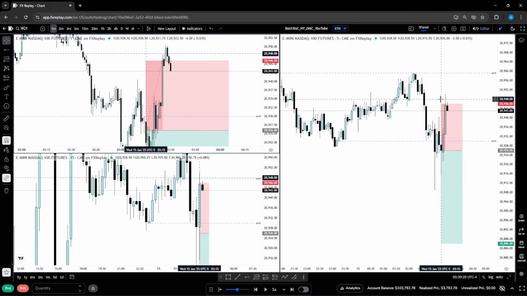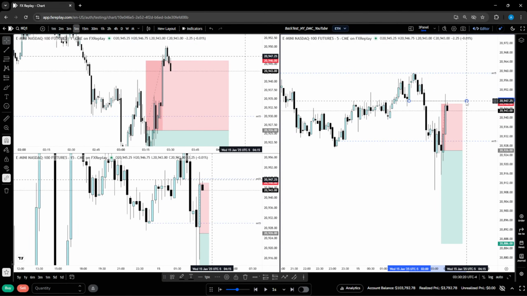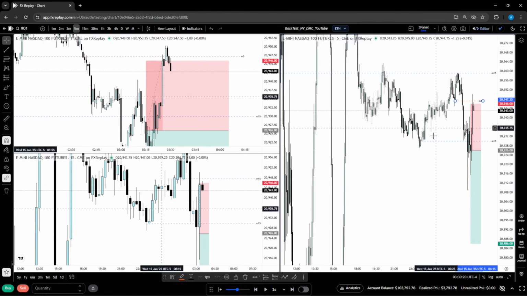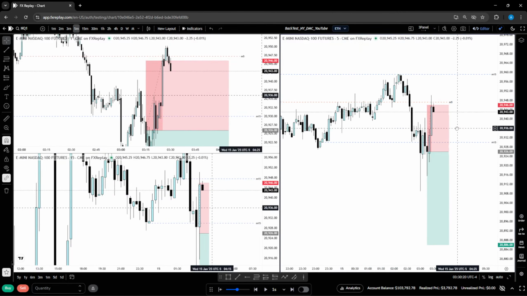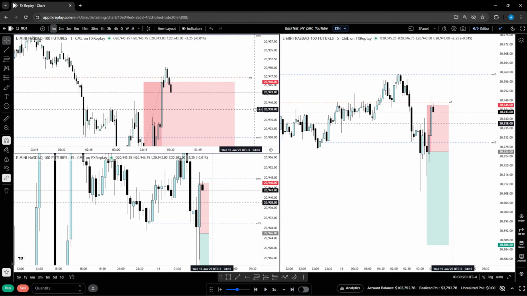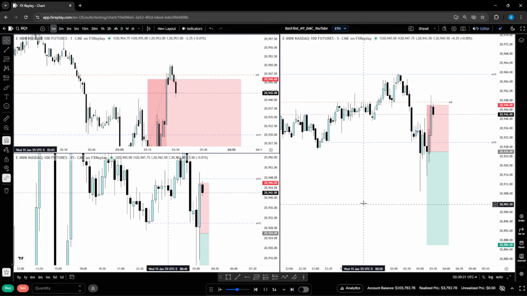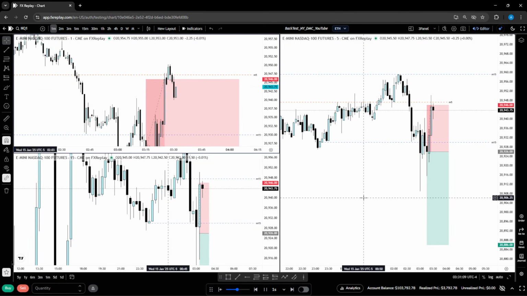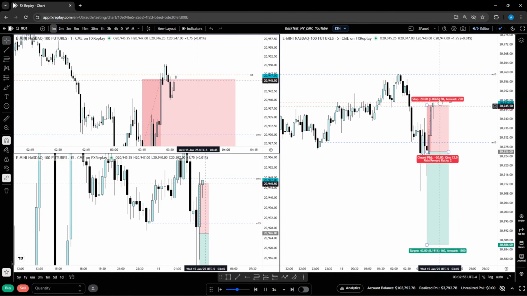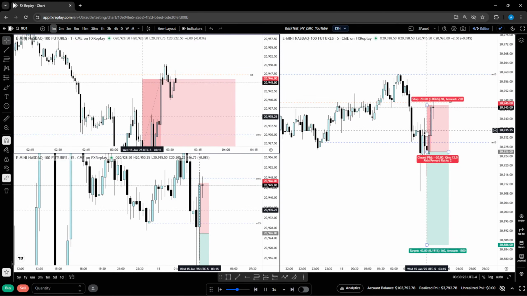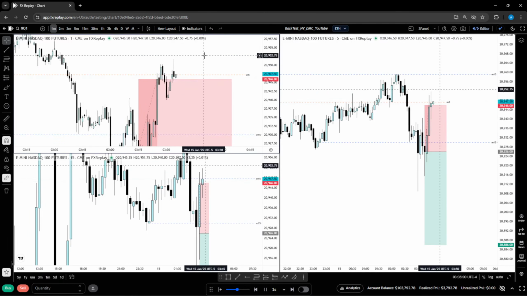So we would potentially have a 5 minute level that we will reject off of. We will need to see. So we need to lose this. We need to lose this level also, which we are not. Not yet.